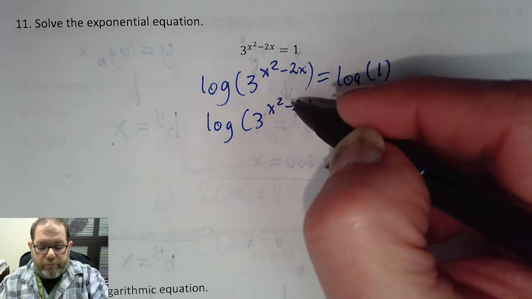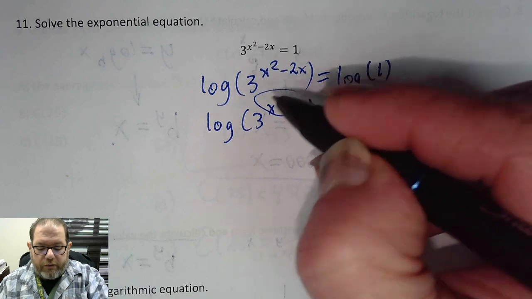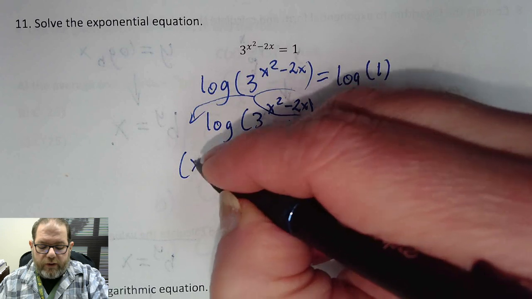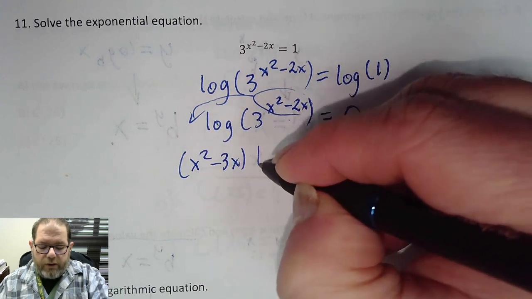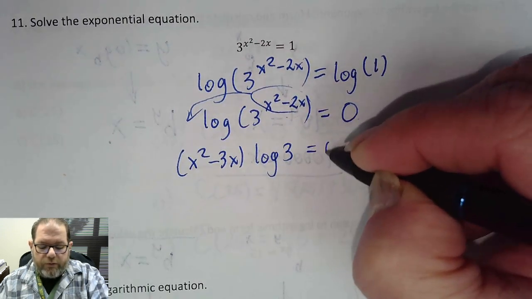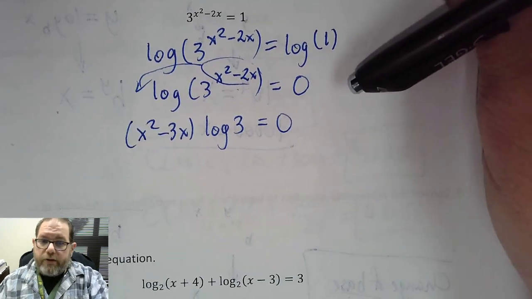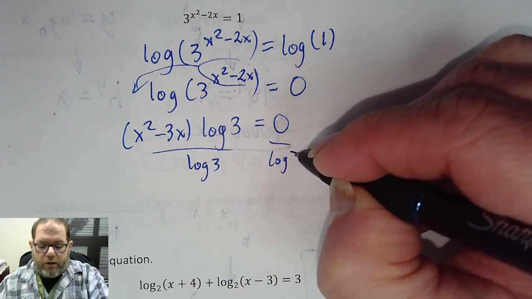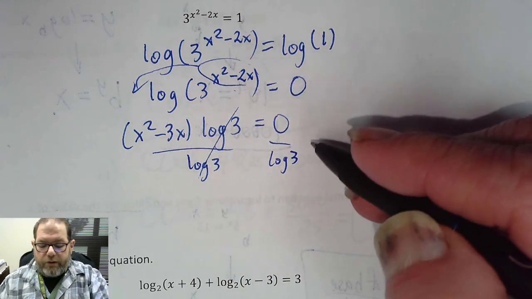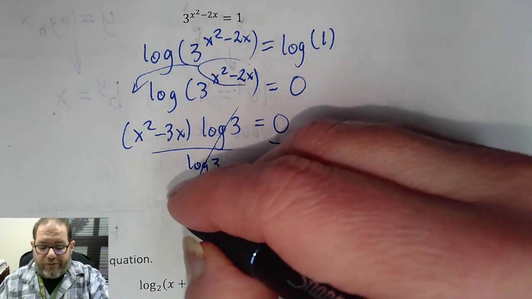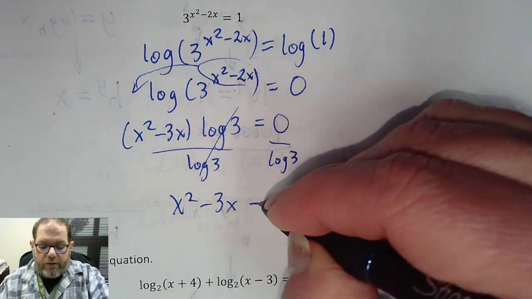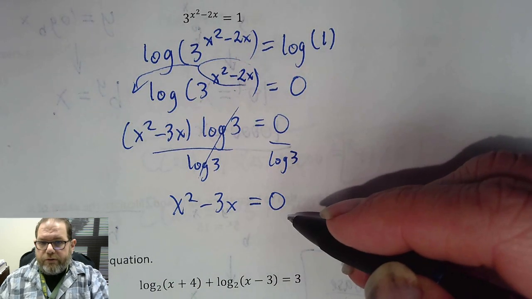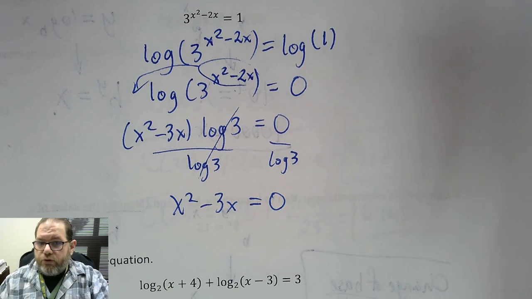Which actually helps us a whole lot in this problem, because now we can take our exponent and factor that out to the front. That's our power rule again. So that's x squared minus 2x log 3 equals 0. At this point, we can divide by log 3. It doesn't even really matter what log of 3 is, because 0 divided by anything else is just 0. So at this point, we have x squared minus 2x equals 0, and we just have a quadratic equation to solve.